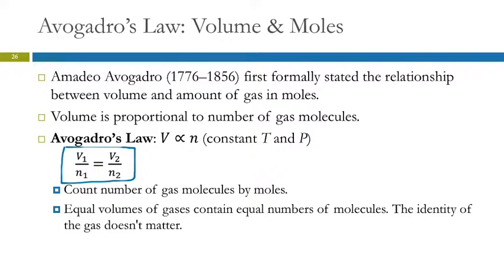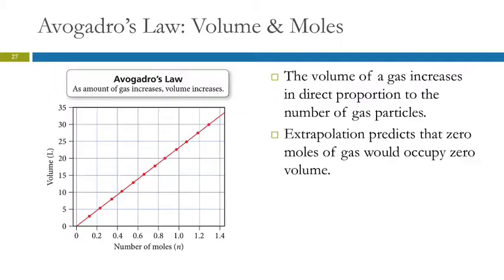So instead of counting individual gas molecules, we use moles. Equal volumes of gases have equal numbers of molecules. Which gas it is doesn't matter. That's a very odd thing about gases. If we look at a graph of the volume of a gas versus the number of moles of a gas, the intercept here will be 0, which is very reasonable because if there are no gas molecules, it should occupy 0 volume.